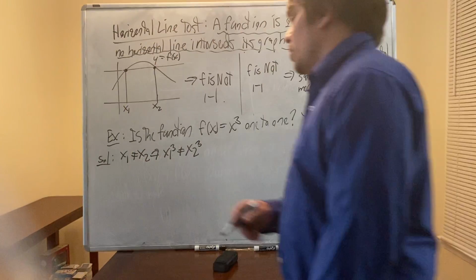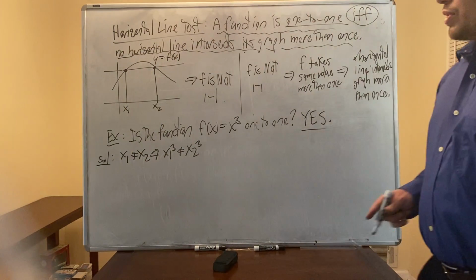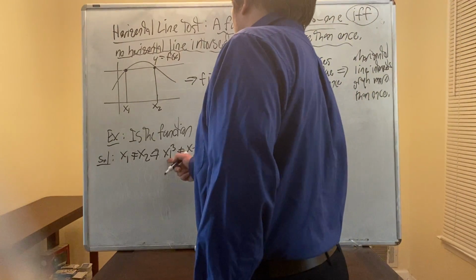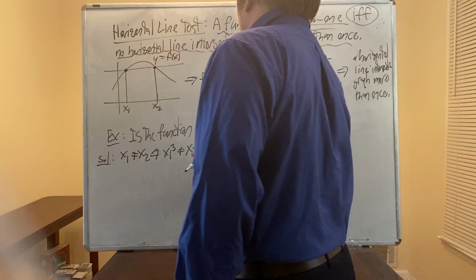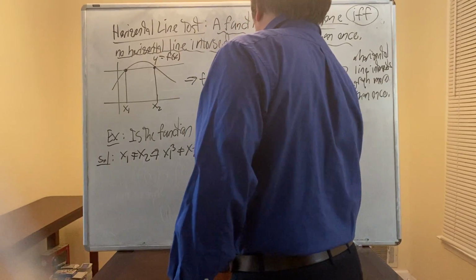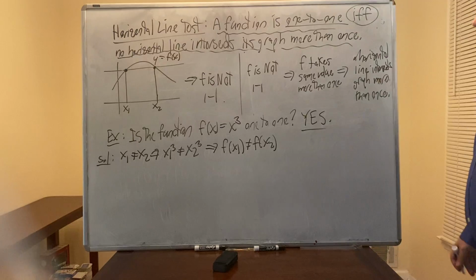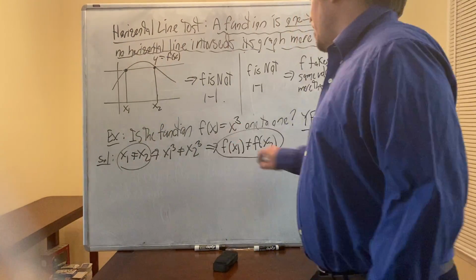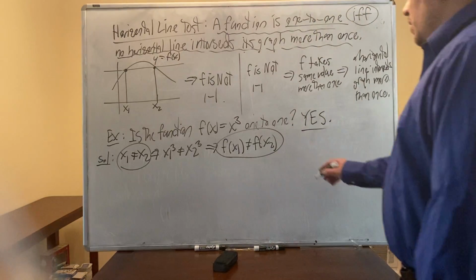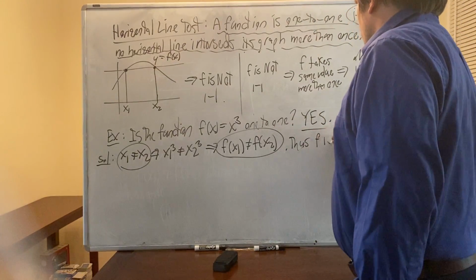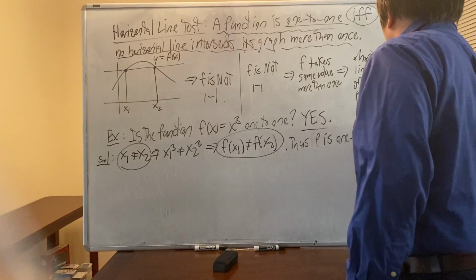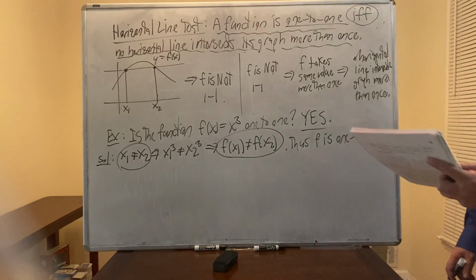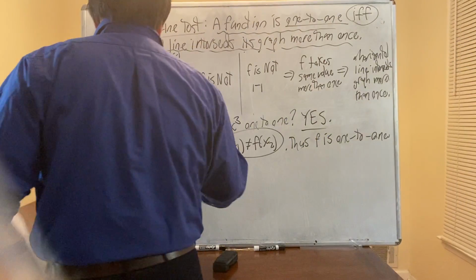If you have 2 different real numbers, then their cubes are still different. So x1 does not equal x2 implies that x1 cubed does not equal x2 cubed. Well, x1 cubed is f of x1, and x2 cubed is f of x2. And so that implies that f of x1 does not equal f of x2. So what we just showed is x1 does not equal x2 implies f of x1 does not equal f of x2. Thus f is 1 to 1. Okay, so that's the proof that that function f is 1 to 1. Another example.